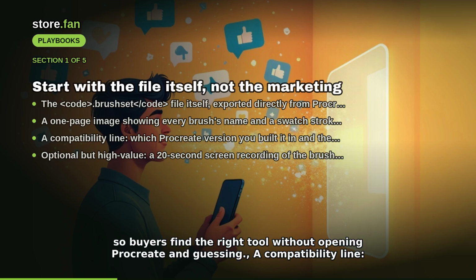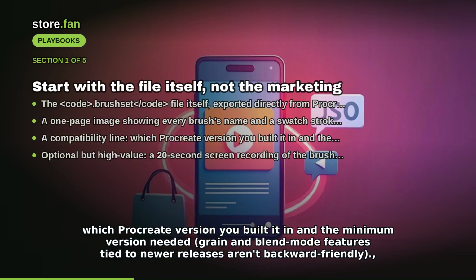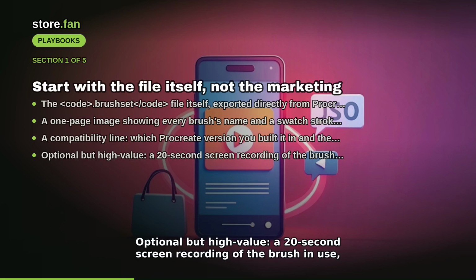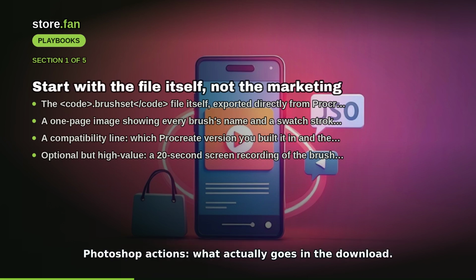A compatibility line. Which Procreate version you built it in, and the minimum version needed. Grain and blend mode features tied to newer releases aren't backward-friendly. Optional but high value: a 20-second screen recording of the brush in use, hosted as an unlisted video link in the product description.